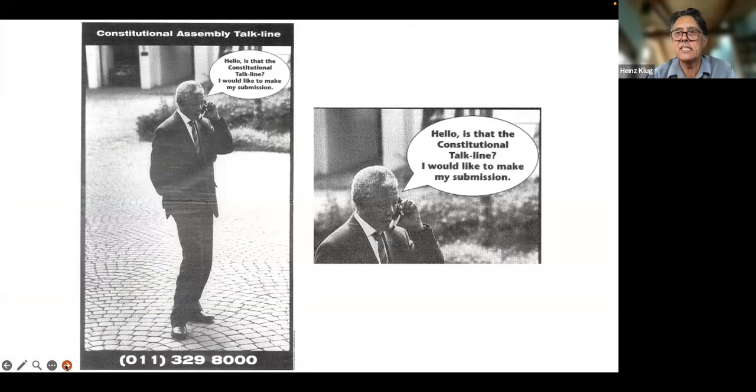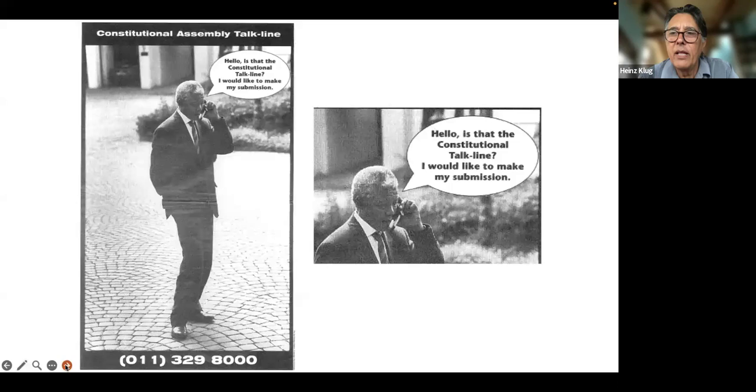So here's a famous photo, and not a photo, it was actually a billboard that was put up, and a poster that was published in the media press of advertising something called the Constitutional Assembly Talk Line. So the idea here was to encourage popular participation in the process by having a talk line. So anybody could pick up their phone and leave messages or write or send messages to the Constitutional Assembly in order to have their input. And here, this famous photo, of course, is Nelson Mandela saying, "Hello, is that the Constitutional Talk Line? I'd like to make my submission."